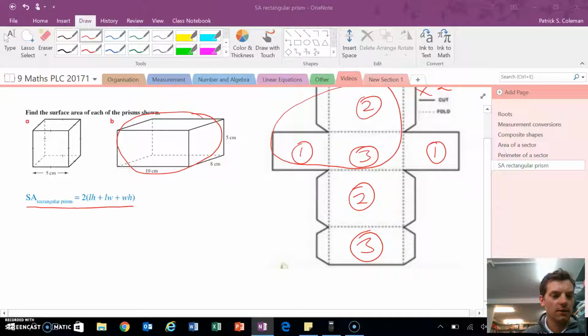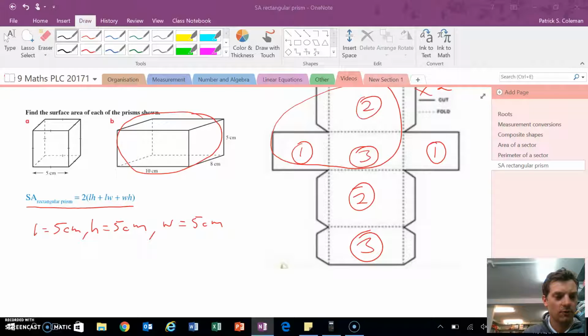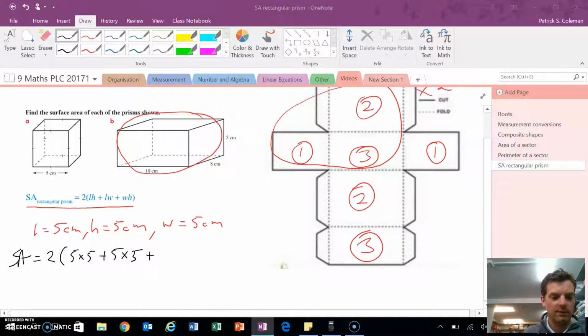So we've got our formula. We know that our length in this case is going to equal 5 centimeters. Our height is going to equal 5 centimeters, and our width is going to equal 5 centimeters. So popping that into the formula, surface area equals 2 times length times height, so 5 times 5, plus length times width, 5 times 5, plus width times height, 5 times 5.